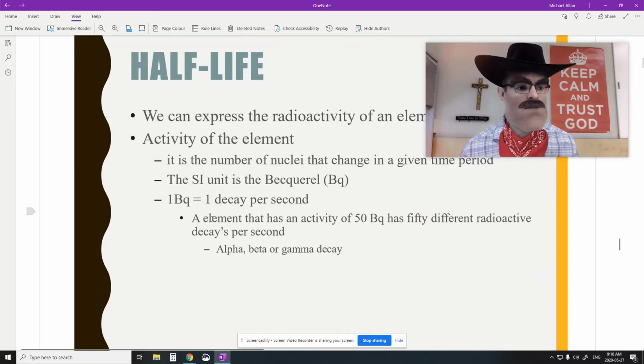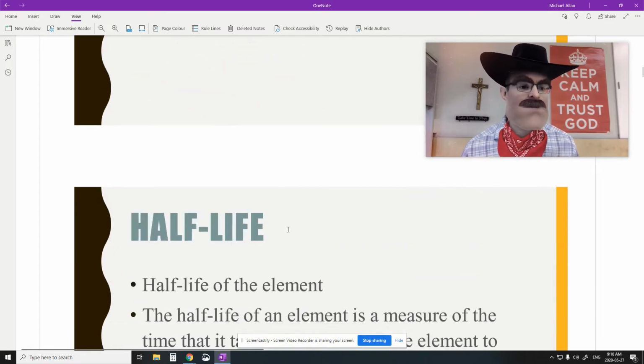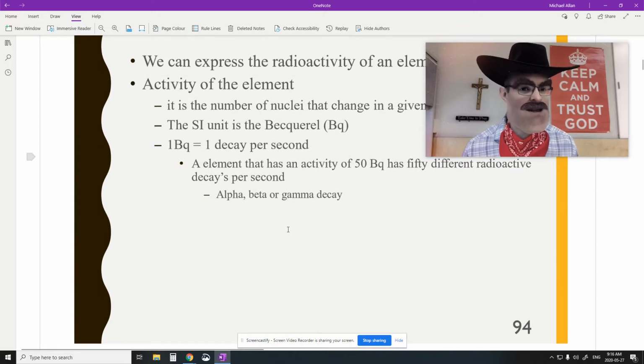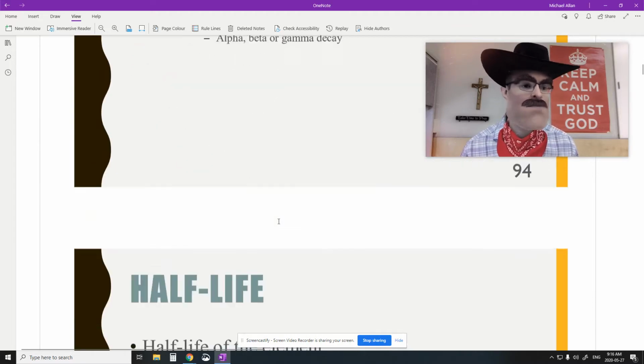So a becquerel, a Bq, or 50 decays, just measures any type of decay. It doesn't matter what type it is. It could be alpha, beta, or gamma. I can measure it all, right? So when I talk about 50 becquerels, it doesn't necessarily mean how dangerous it is. It's just how much it is decaying.